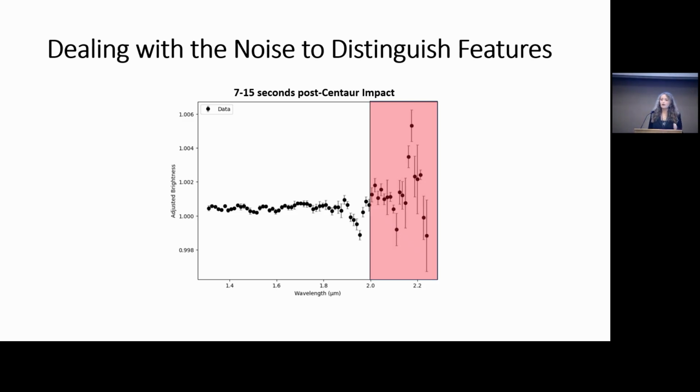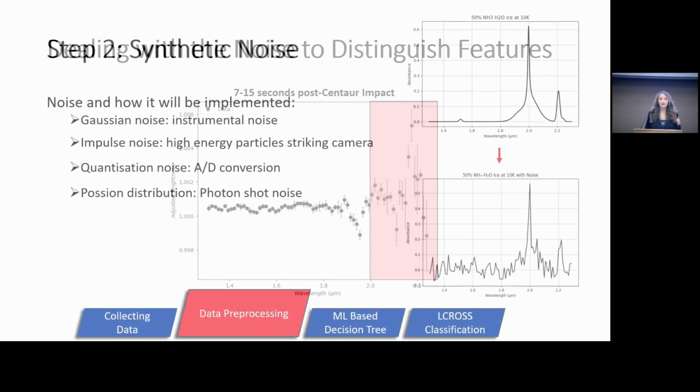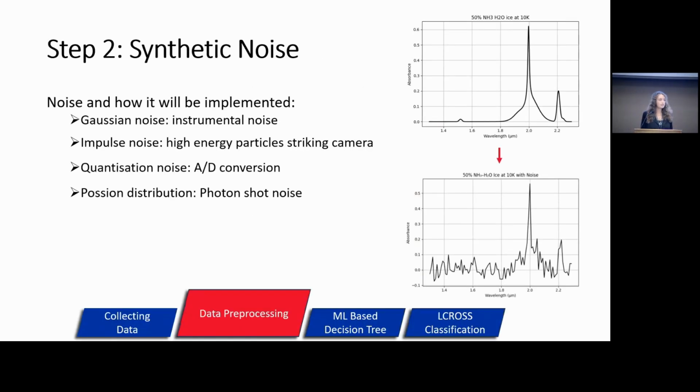The next big thing in machine learning is you want the training data to be as similar to the actual classifying LCROSS data as possible, such that when you put the LCROSS data in, it has no problem distinguishing between the different compounds that lie in it. So that means I'm going to implement synthetic noise to both the synthesized and lab data that I'm going to collect for the model. A couple examples, by the way: the graph on the very top right is a synthesized graph, where the one on the bottom right is one after synthetic noise was added.